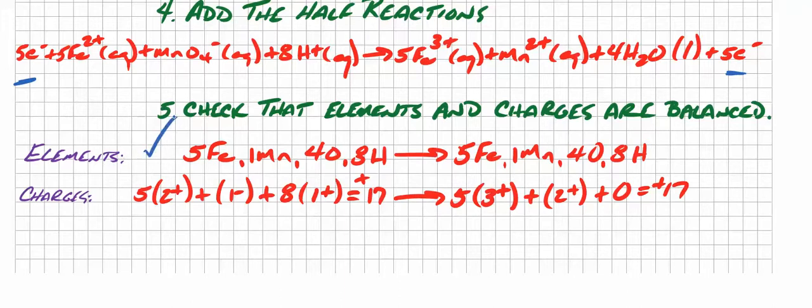Now let's just make sure I'm balanced for charge. I've got 5 2+ on the iron. There's a -1 on the permanganate ion. 8 plus 1, that's plus 8 there. I won't worry about the electrons because they cancel each other out on the left and the right-hand side. So if I add those up, let's see, I get 17. So plus 17 on the left-hand side. Let's take a look at the right-hand side. We've got 5 times 3 plus 2 plus water 0. Let's see, 15 plus 2, that's 17. So charges are balanced.